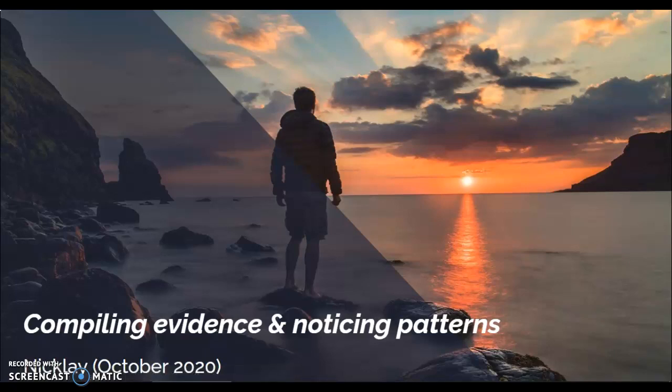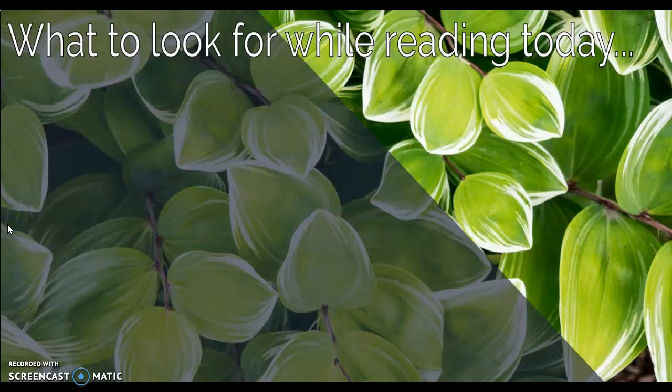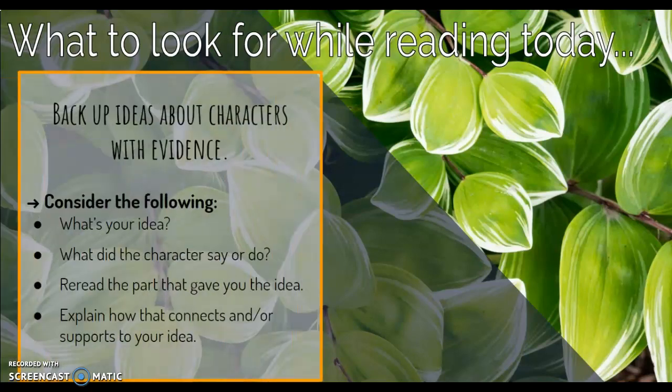Compiling evidence and noticing patterns. So today, what to look for while you're reading are two things. First, back up ideas about characters with evidence.